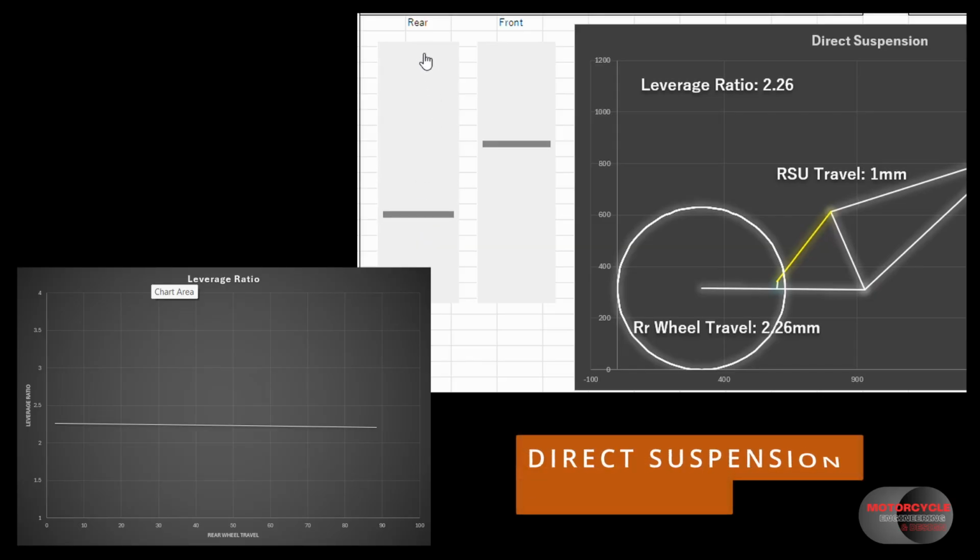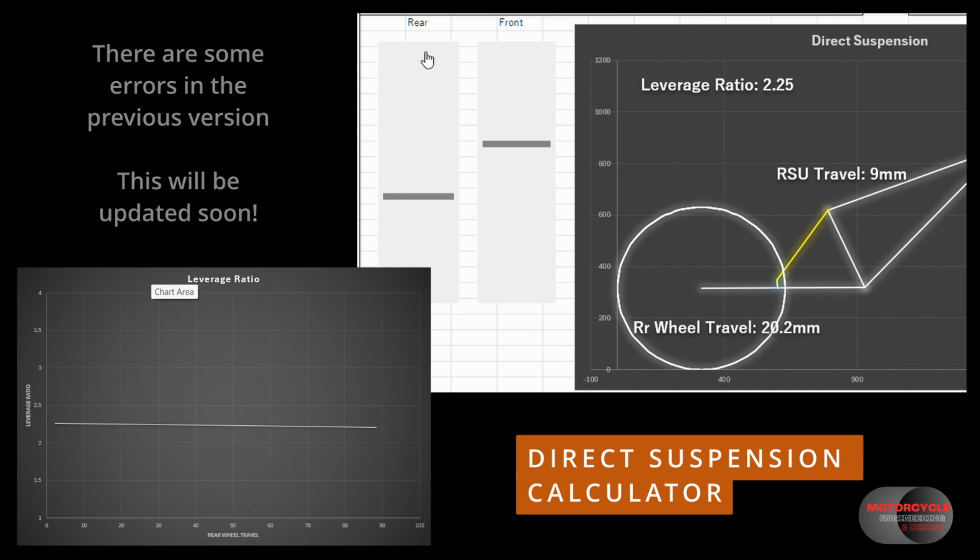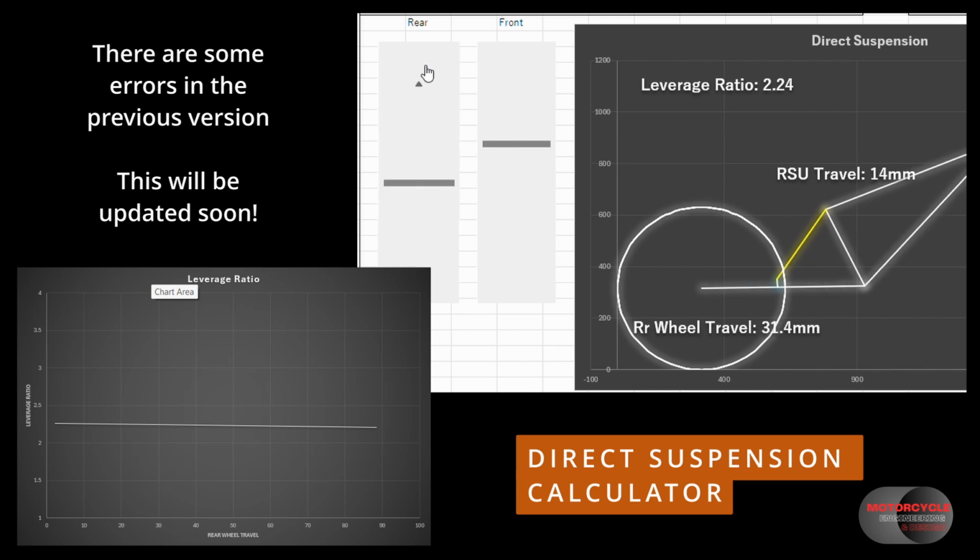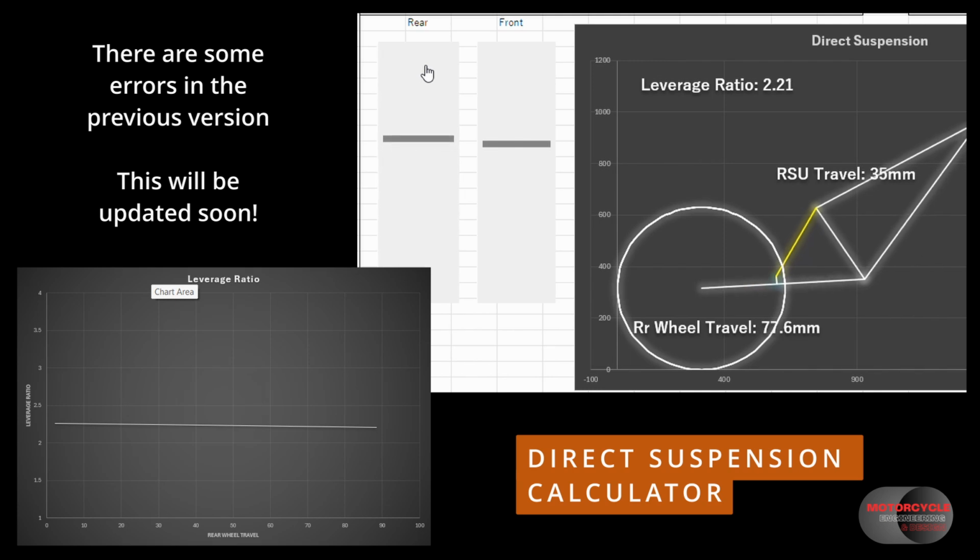So here's a snippet from the updated geometry calculator, which now includes calculations for the leverage ratio. So as we increase the RSU travel, we can see that the wheel travel is also increasing. We can also see that over time, as we increase the RSU travel, the leverage ratio also decreases. This is just because of the angle of the RSU.